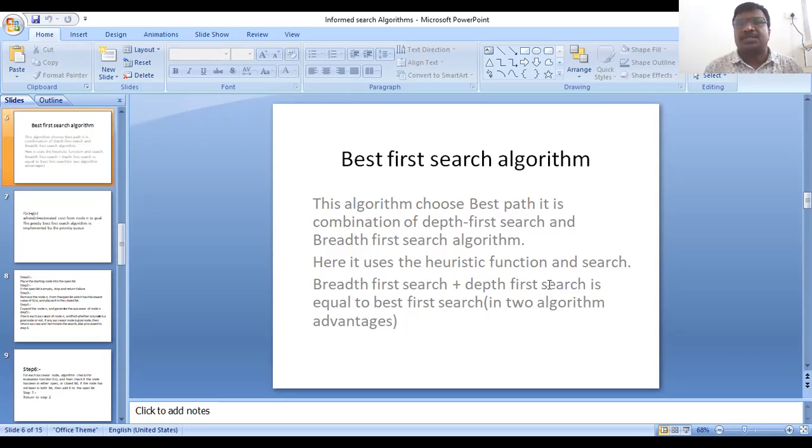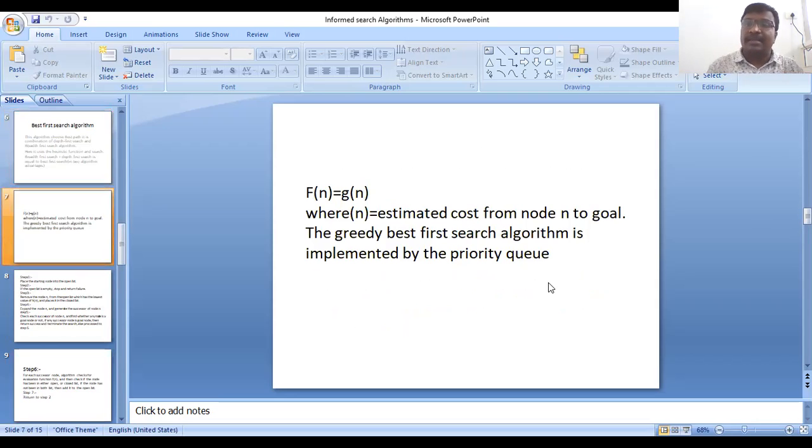That is the best first search algorithm. What is the equation of the best first search algorithm in artificial intelligence? Here f(n) is equal to h(n), where h(n) is the estimated cost from the node n to the goal node.